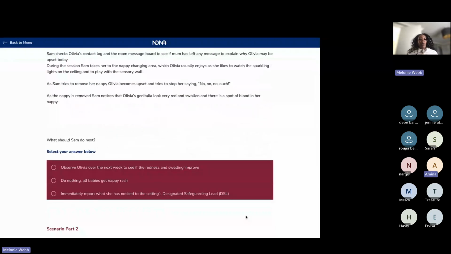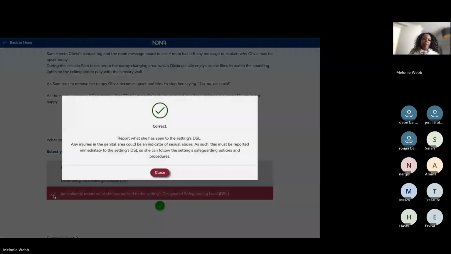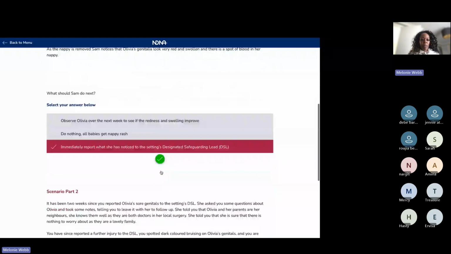So, would you observe Olivia over the next week to see if the redness and swelling improve? Would you do nothing at all because babies get nappy rash? Or would you immediately report what she's noticed to the setting's designated safeguarding lead? 1, 2, or 3? 3. Sorry, I answered for everybody. 3, 3, 3. Okay. Thank you.